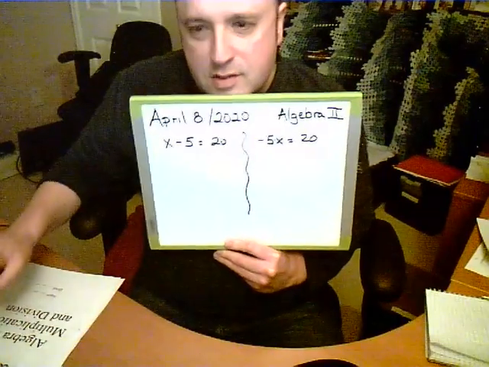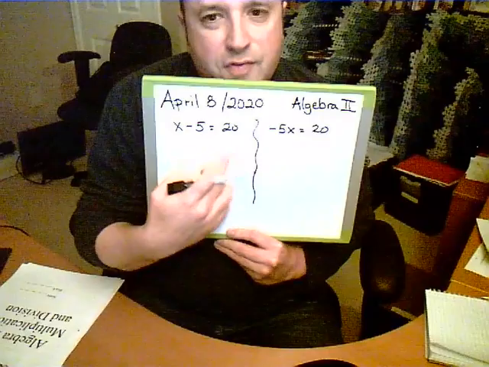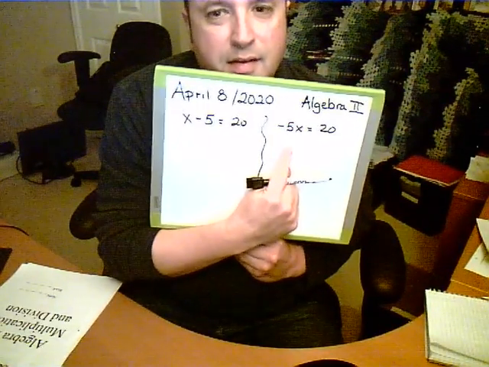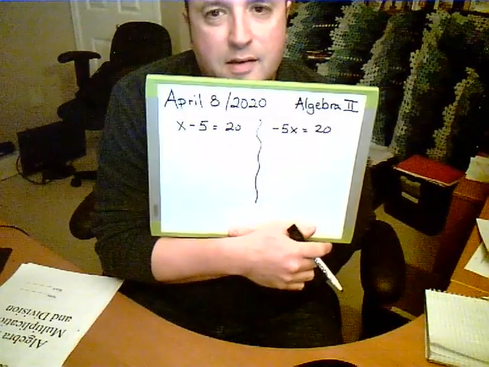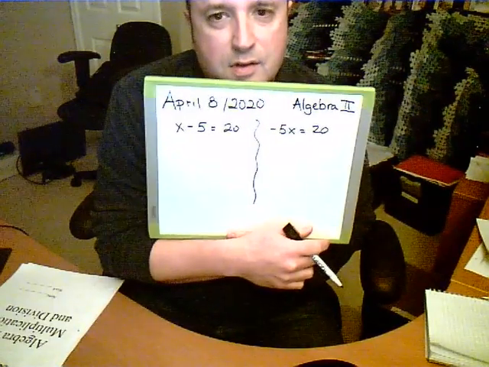Okay, so here we see 2 examples. X minus 5 equals 20, and then over here we have minus 5x equals 20. And they're not the same. You have to make sure you understand the difference between what these 2 guys are asking you.